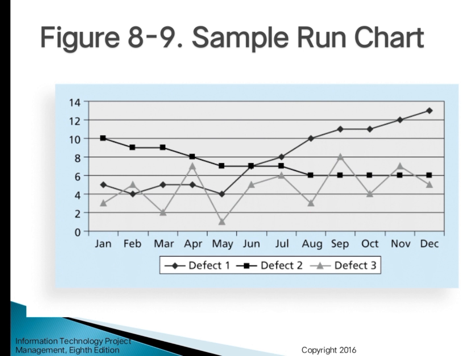Defect 1 is the line or dots with a diamond shape. Defect 2 is the square shape and defect 3 is the rectangle shape.